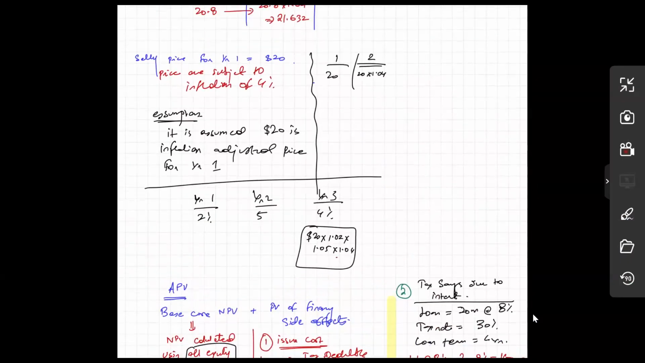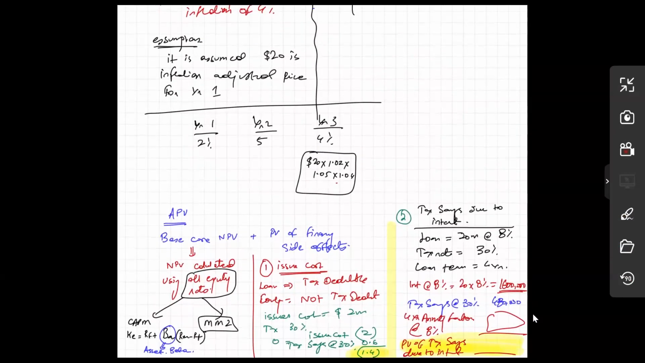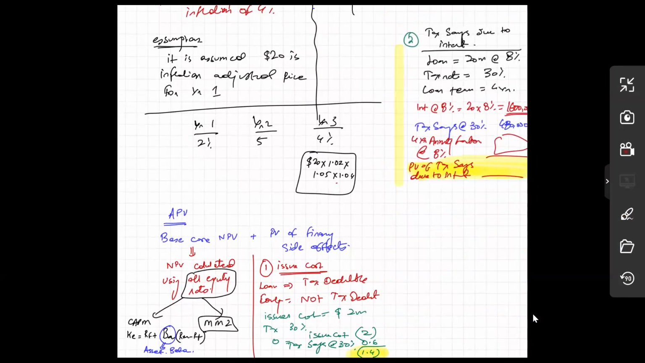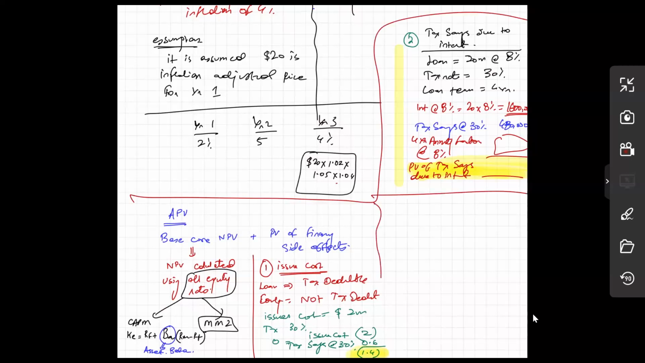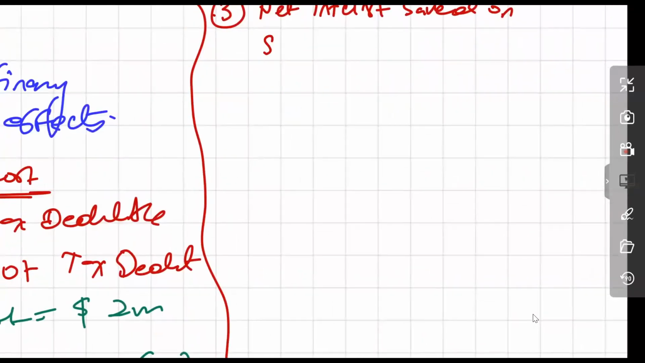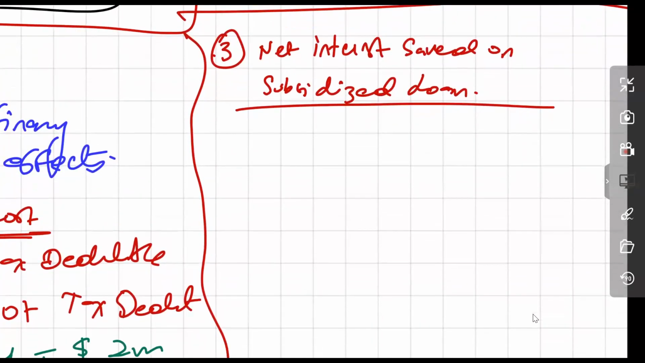Now there is this third one, the last area. The third one is net interest saved on subsidized loan.